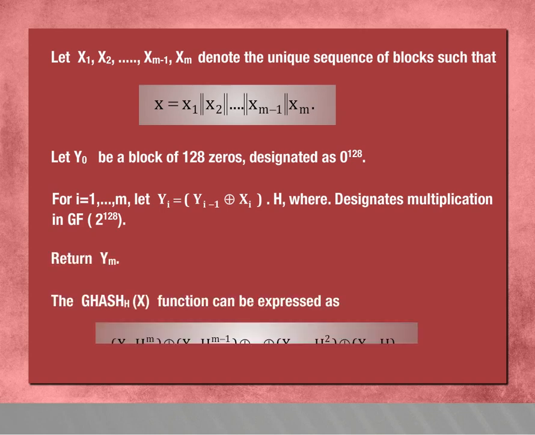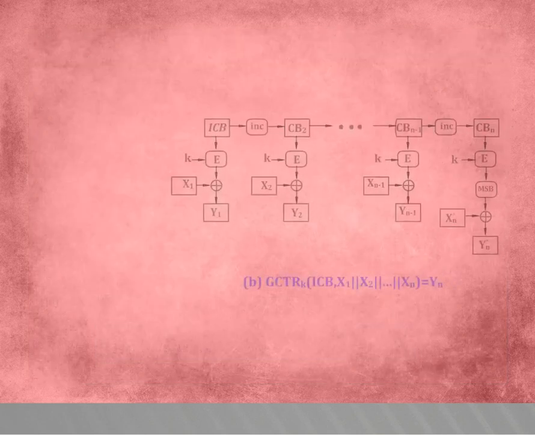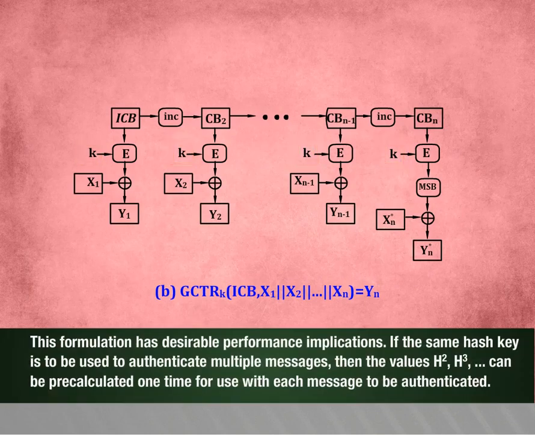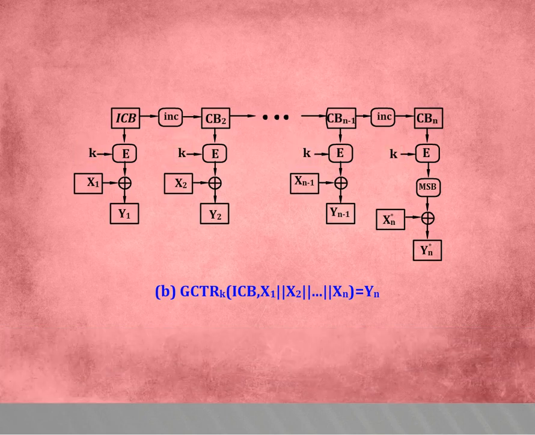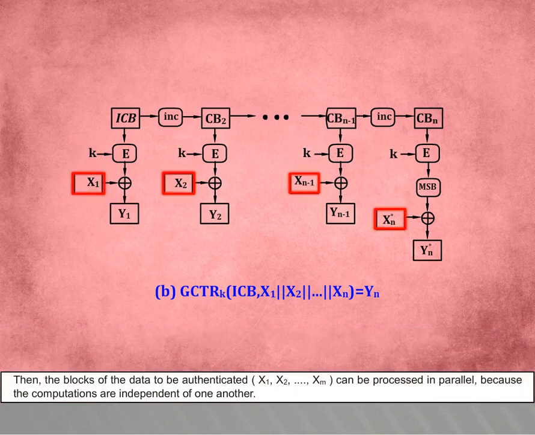Return ym. The GHASH_H(x) function can be expressed as x1 · h^m XOR x2 · h^(m-1) XOR and so on up to xm-1 · h^2 XOR xm · h. This formulation has desirable performance implications. If the same hash key is to be used to authenticate multiple messages, then the values h^2, h^3, and so on can be pre-calculated one time for use with each message to be authenticated. Then the blocks of the data to be authenticated, x1, x2, and so on up to xm, can be processed in parallel because the computations are independent of one another.